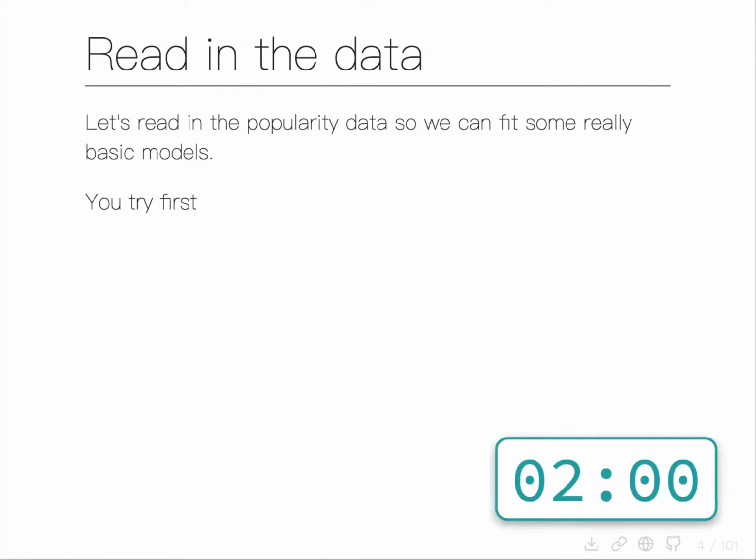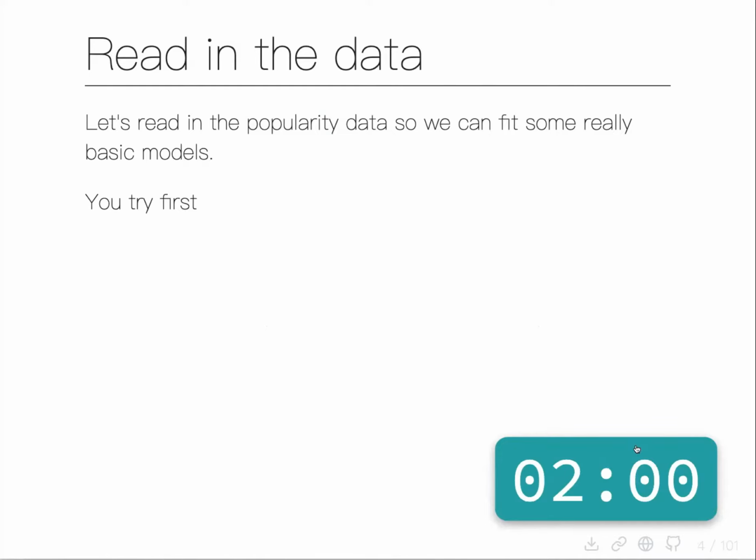Okay. So we're going to read in the data to start. So I'm going to give you 2 minutes. Go ahead and read in the popularity data. If you have cloned the repo, it should be in the data folder. If not, that file is on Canvas. So go ahead and grab that file from Canvas, if not, and read that in. So I'm going to ask you to try first, and then I'll show you the code to do that.